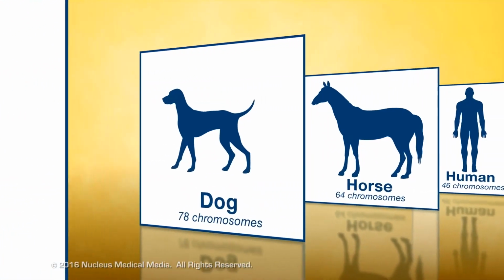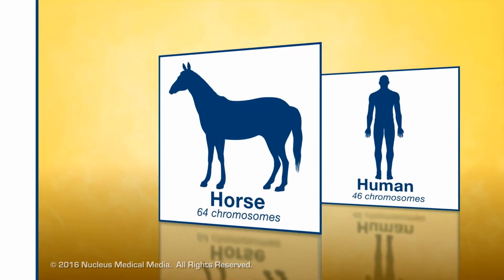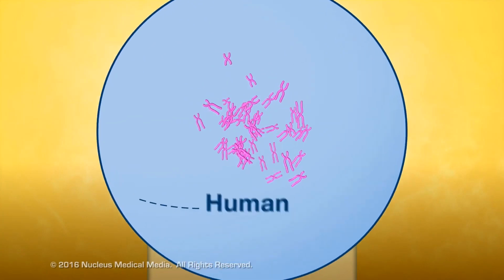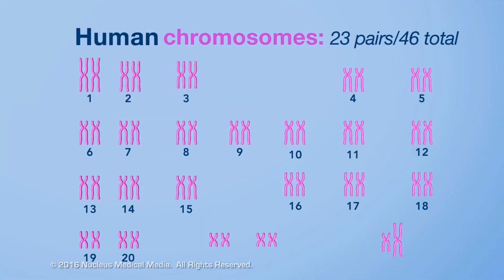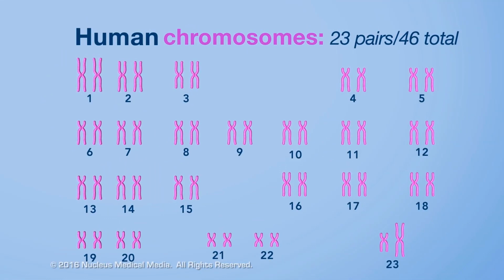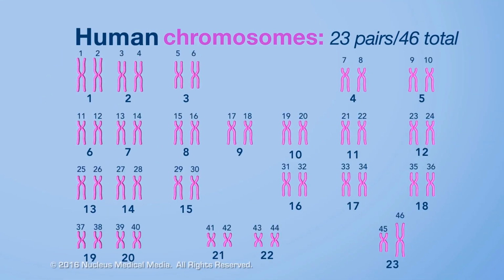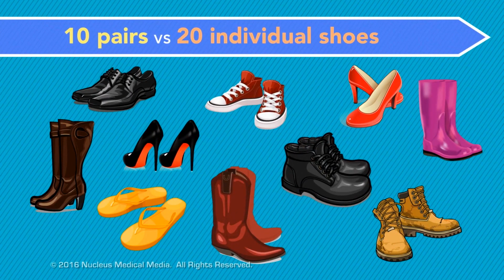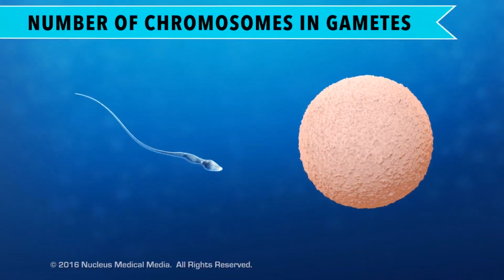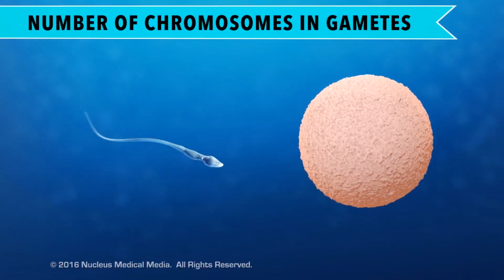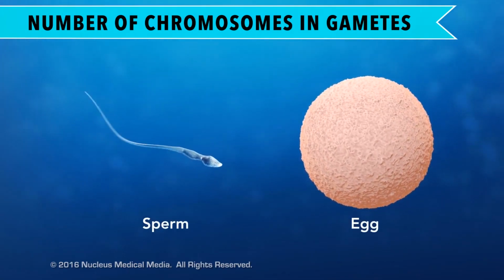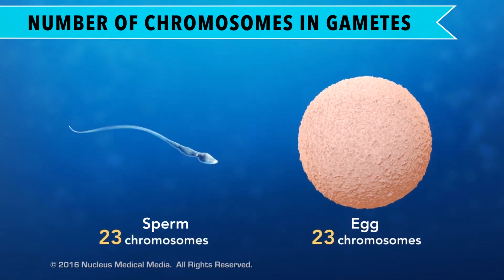Different types of organisms have different numbers of chromosomes. Every cell in your body is called a somatic cell, except your gametes. Human somatic cells have 23 pairs of chromosomes, for a total of 46. It's like the difference between how many pairs of shoes you have versus your total number of shoes. Gametes are the exceptions to this rule. Human eggs and sperm have only one chromosome from each pair, for a total of 23.